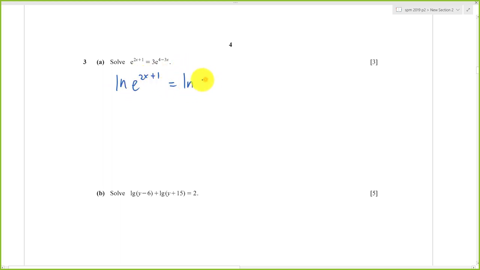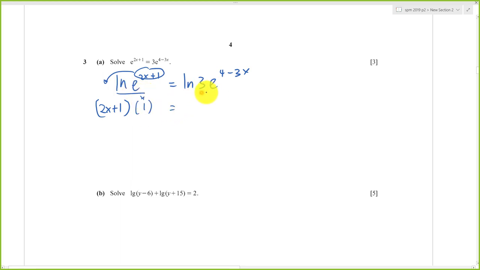This one will be ln of 3e to the power of 4 minus 3x. Log rule tells us that the power we can move to the front, right? So it becomes 2x plus 1 multiply ln e. ln e is basically equal to 1. So I'm going to change it in the next step, but if you understand, I straight away do. So basically you will get 2x plus 1 multiply 1, because ln e is actually equal to 1.